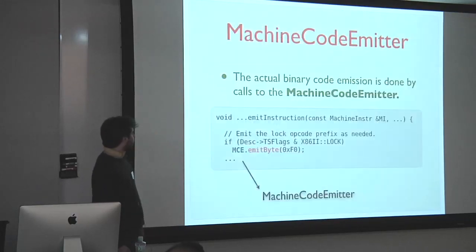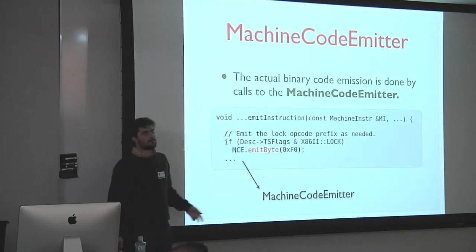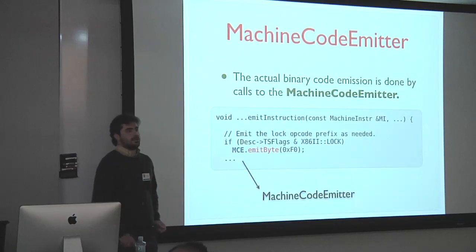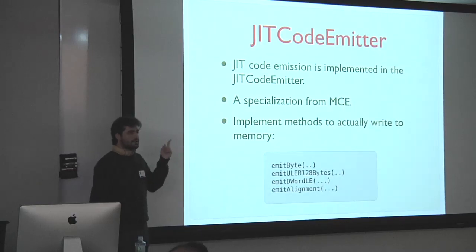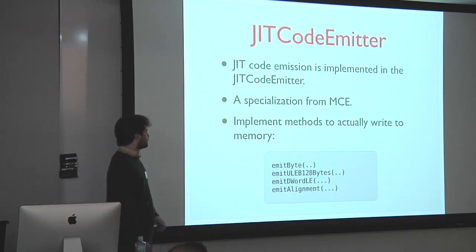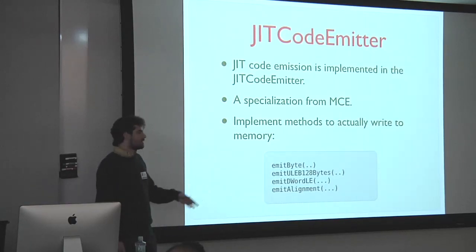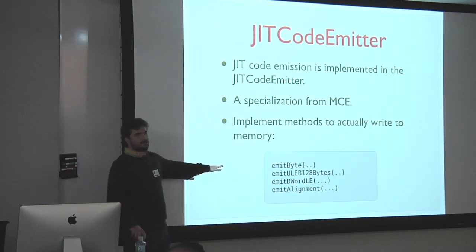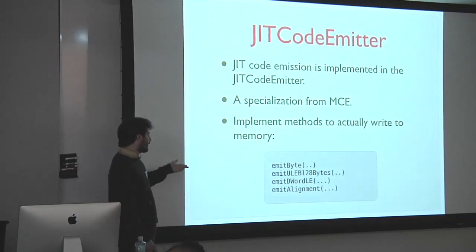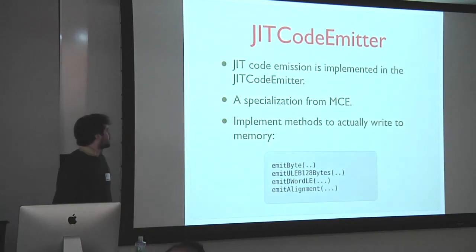This MCE interface I'm showing here is a generic one and can be specialized to emit the code in the way you want. For example, the JIT does a specialization of the machine code emitter, which is called the JIT code emitter. And it implements a lot of methods to actually write those bytes to memory. So we have simple methods to emit a byte, emit different words depending on the endianness of the target, emit alignment, and emit stuff for DWARF debug info.